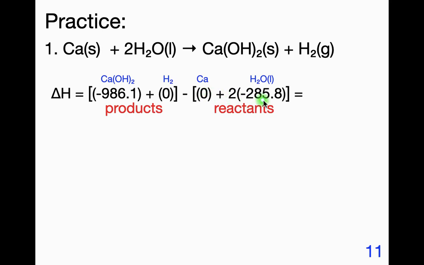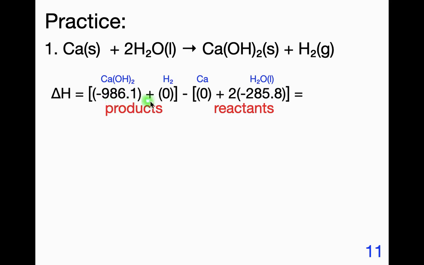Now water, when you look up the enthalpy of formation of water, it's negative 285.8, but that's per 1 mole. In the reaction that we're interested in, we have 2 moles. So we need to multiply that number by 2. When you do these problems, you always need to multiply the enthalpy of formation values that you get from the table by whatever coefficient we have in the equation we're interested in.